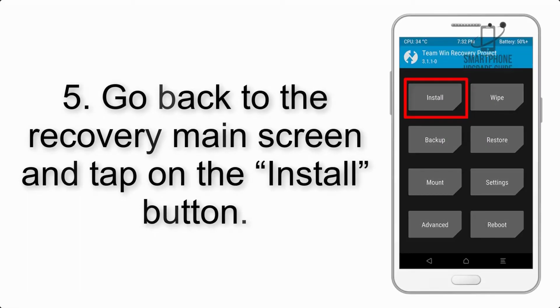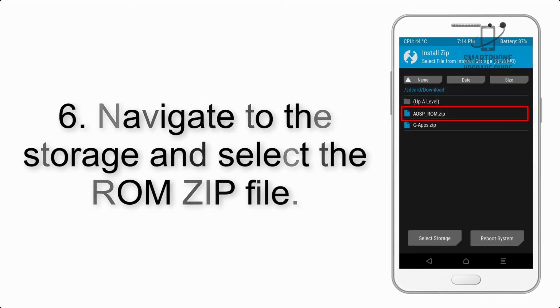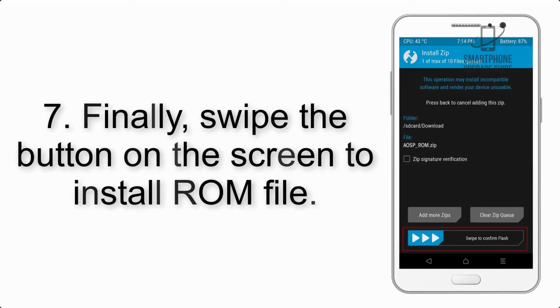Step 5. Go back to the recovery main screen and tap on the Install button. Step 6. Navigate to the storage and select the ROM ZIP file. Step 7. Finally, swipe the button on the screen to install the ROM file.